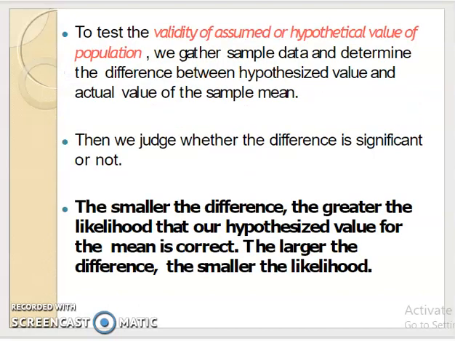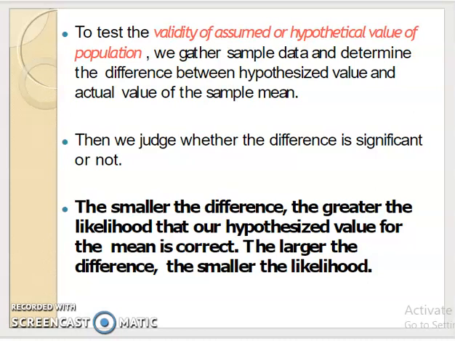So to test the validity of the assumed or hypothetical value of the population, we can gather the sample data and determine the difference between the hypothesized value and the actual value of the sample mean. So another example is that in mathematics, you might have proved a certain hypothesis, that the sum of the angles of a triangle is equal to 180 degrees. And by using certain procedures, you have proved that it is 180 degrees, isn't it?